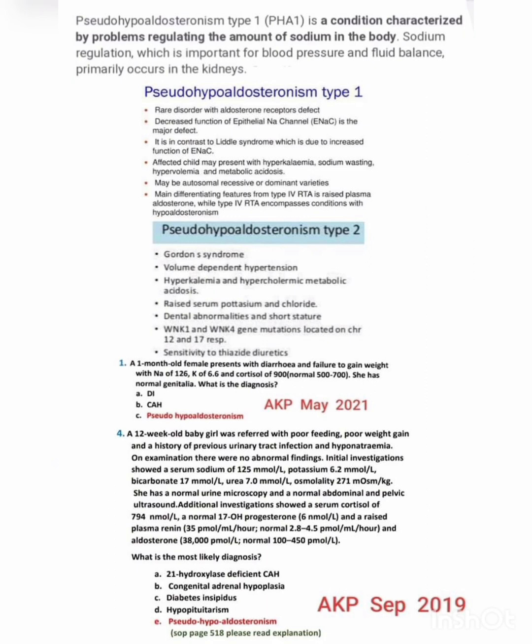Here the diagnosis is pseudohypoaldosteronism, and we are seeing the electrolyte findings, especially hyponatremia, that is sodium 125, hyperkalemia, potassium about 6.2, and especially in the last line the aldosterone level is very high, 38,000. So all are supporting this.